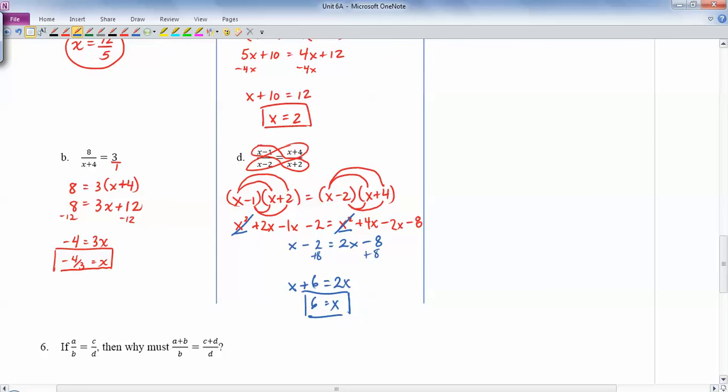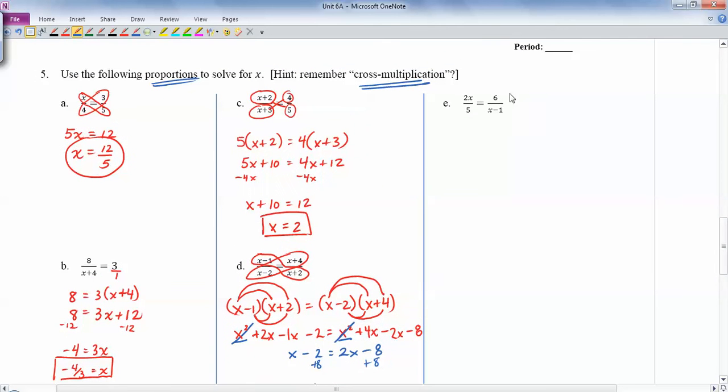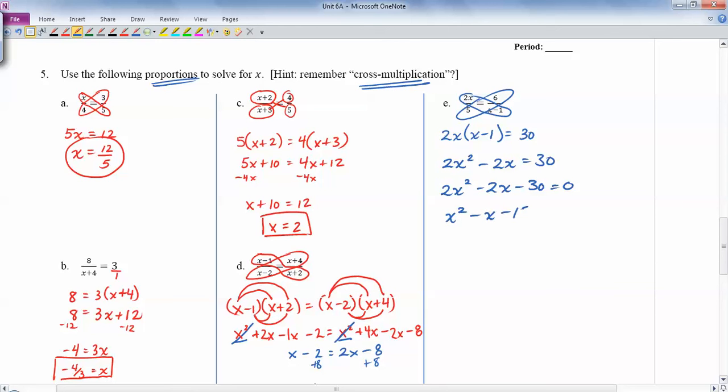Okay, and then let's take a look at E. So we got 2x over 5 equals 6 over x minus 1. If I cross multiply, it's 2x times x minus 1 equals 6 times 5, which is just 30. So then I got 2x times x, which is 2x squared. And then 2x times negative 1, so minus 2x equals 30. And then you could bring over the 30 equals 0. And then you could divide everything by 2 if you wanted to simplify that a little bit.